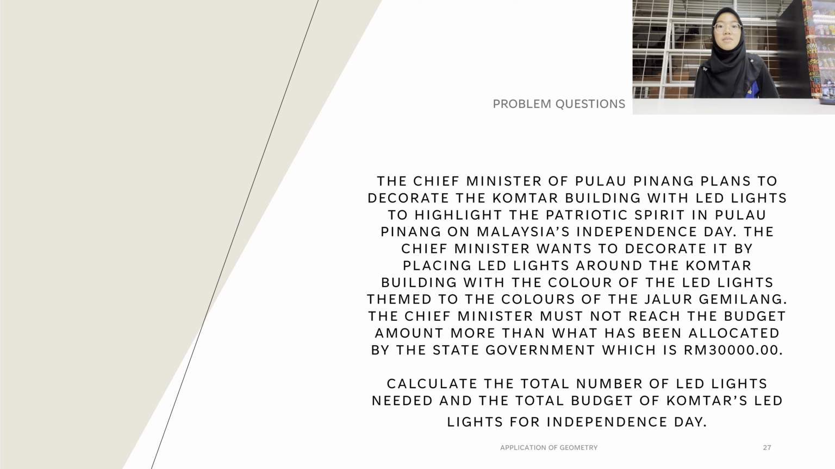The Chief Minister must not exceed the budget amount allocated by the state government, which is 30,000 ringgit. The question is, calculate the total number of LED lights needed and the total cost of COMTAR's LED lights for Independence Day.